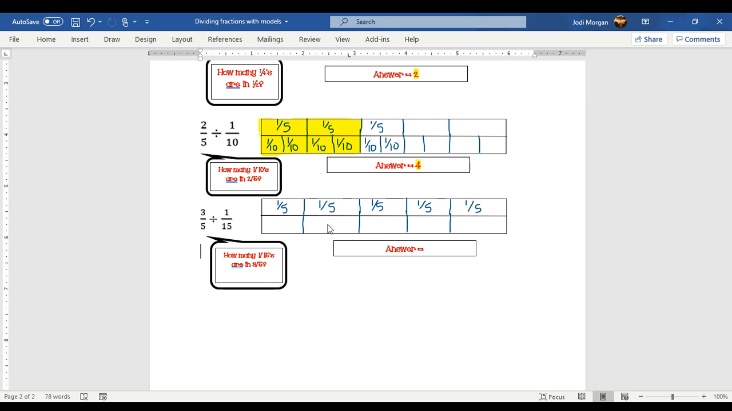I just have to figure out how many sections each one of these should be to make 15. Up here, I split it into 2 to make 10. What would I do to make 15? 5 times what would make 15? Hopefully you're thinking 3. Because if I take and split each one of these into 3 sections, I now will have 15 all the way across. And yes, I am going to do that.